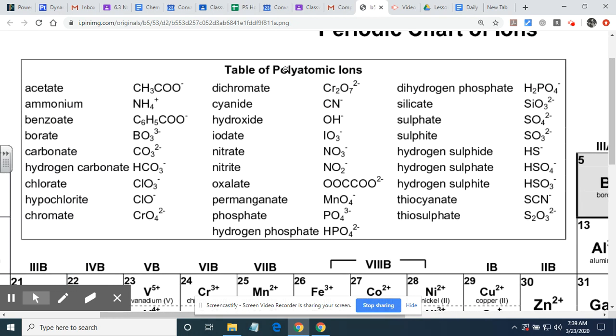Poly, of course, meaning more than one, and atomic, dealing with atoms. These are simply elements that are bonded together covalently. If you notice, they're mostly made of nonmetals, but they're still not happy, and so they're still going to want to either gain or lose electrons. First of all, notice that most of them, not all, but most of them are negatively charged up in the corner. But what typically confuses students is the numbers of the atoms in the subscript.